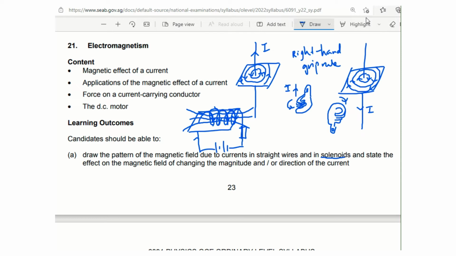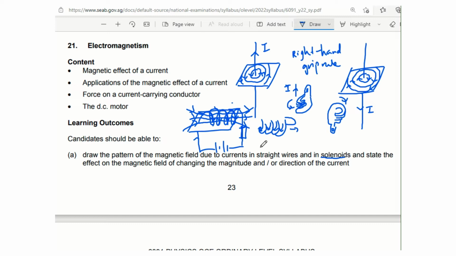So I need to use my right hand grip rule. Now my fingers should be pointing this way. Because the current is moving this way, the fingers of my right hand should be in this manner. Then take a look at your thumb. Your right hand's thumb will be pointing in this direction. So in other words, your magnetic field should also point in this direction. All right, so do practice drawing the magnetic field.